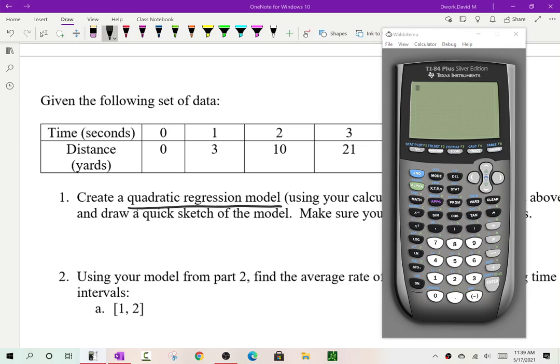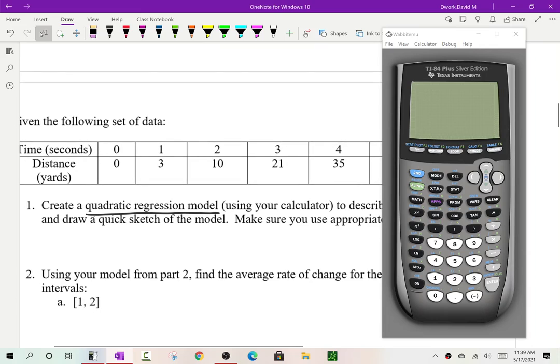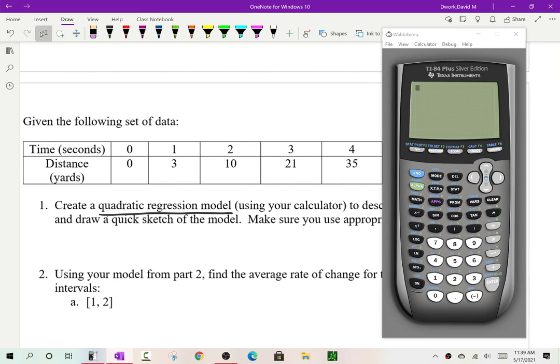First things first, to make any kind of regression, whether it's quadratic, exponential, whatever it might be, we need to put the data in the calculator. So we're going to use the stat button, which is located just to the left of the arrow. Press stat, and you'll get a screen that looks like this. On the edit screen, we want to choose option number 1, which is edit.